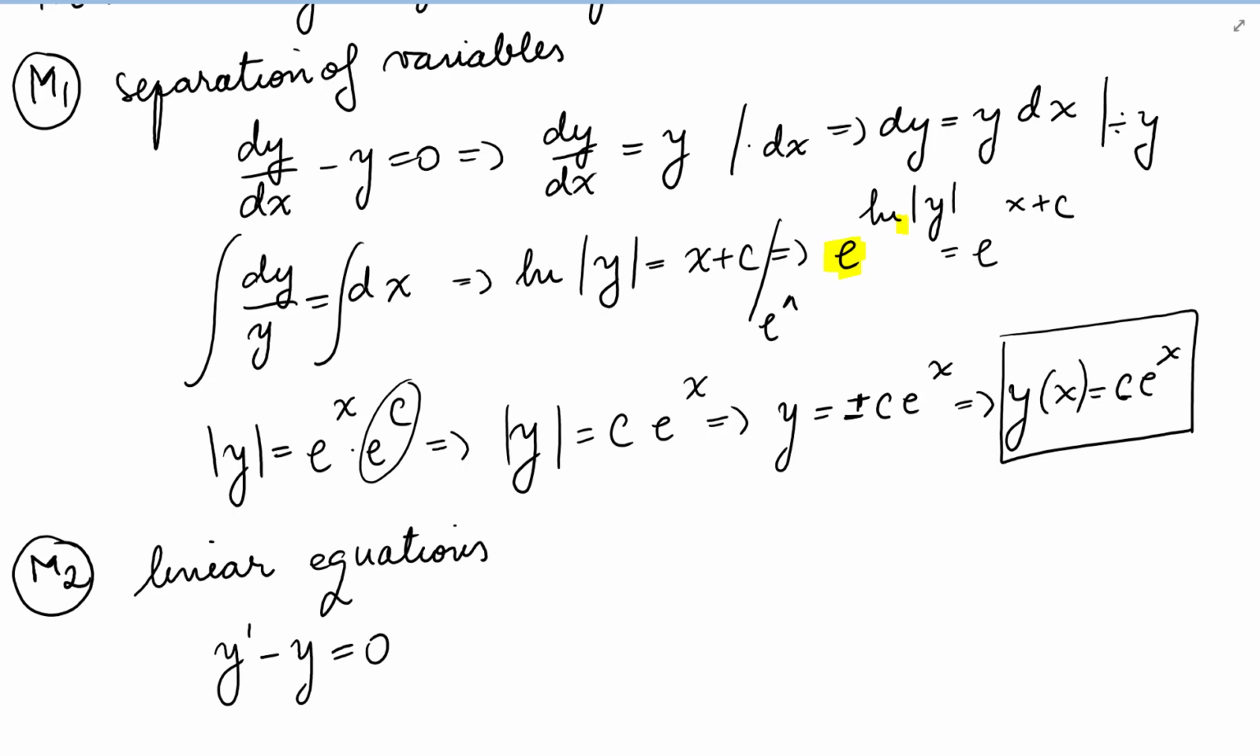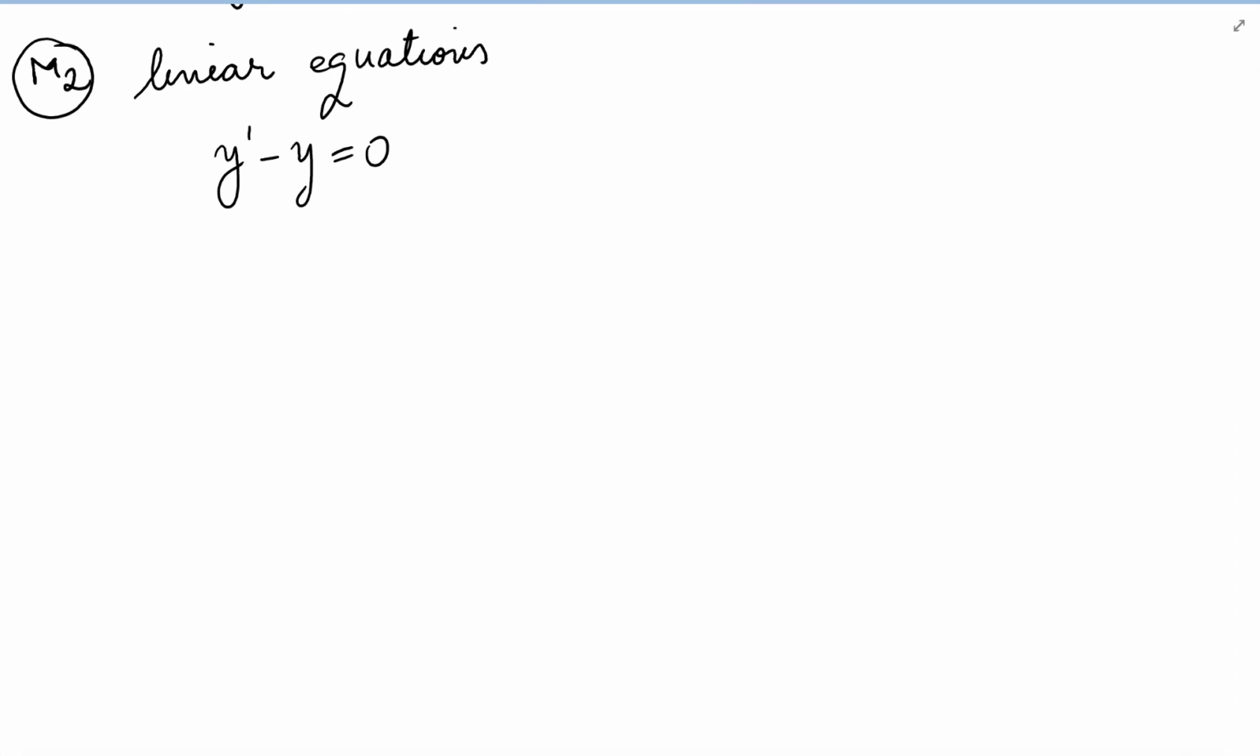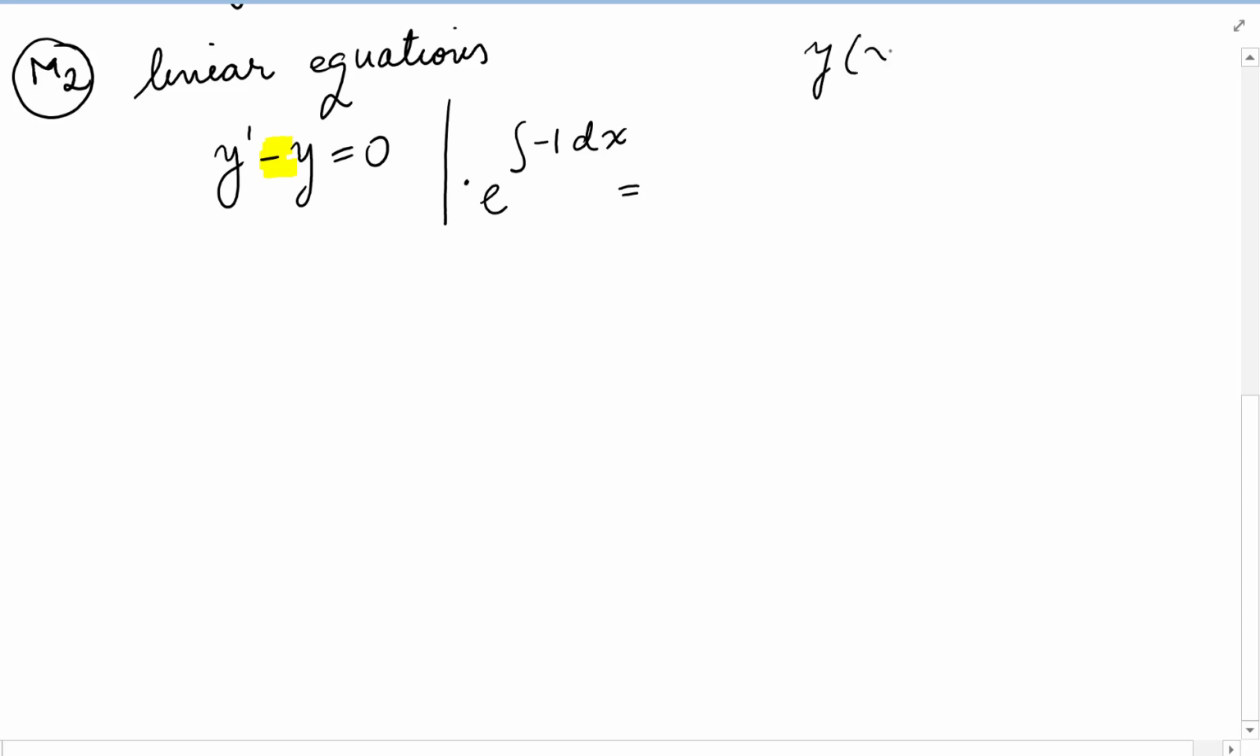Method 2, linear equations. So our equation, y prime minus y equals 0, let's try to solve it using the strategy for linear equations. The linear equations method was to multiply both sides by e to the power of integral of p of x. P of x was the function or the constant in front of y, so that means integral of -1 dx, because we assume our independent variable is x. So we get e to negative x. So we multiply both sides and we get e to negative x y prime minus e to negative x y equals 0.